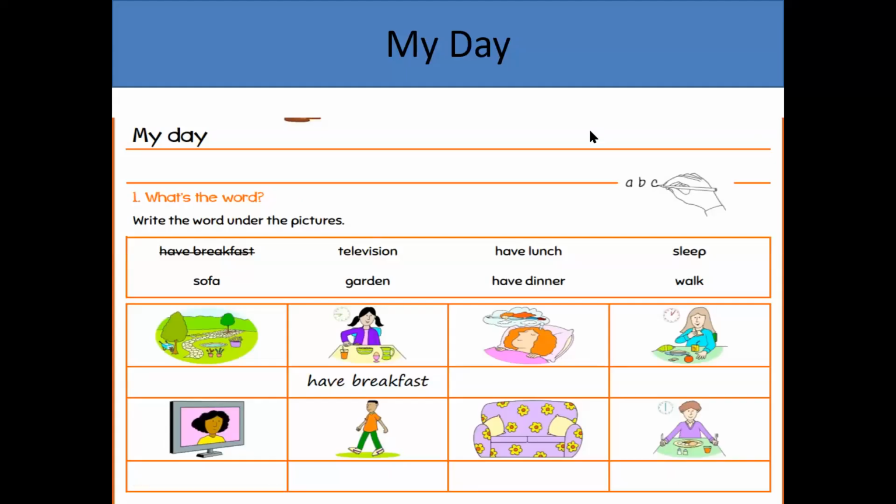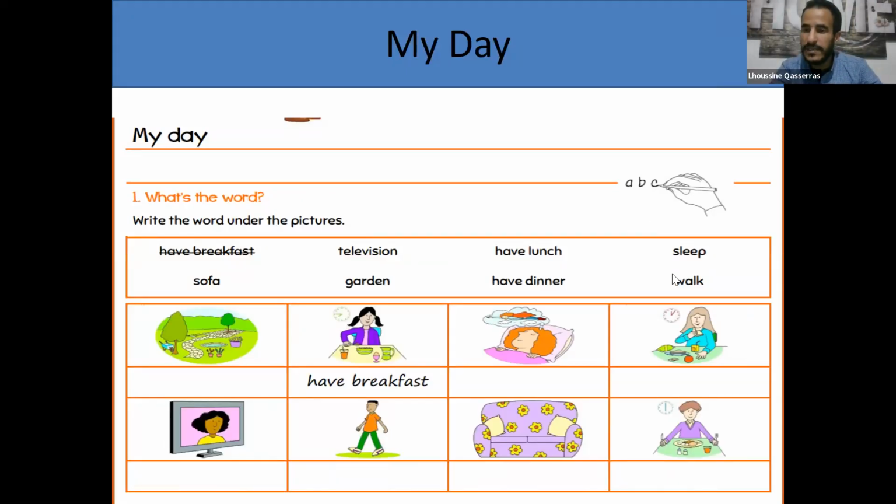Yes, and here is very important because you are teaching children. They may not know some words. It's good to use pictures because children love pictures. You use colors because children love colors. You use simple sentences and simple words because they are young learners. They are still kids. So look here: sofa, garden, television, have lunch, have dinner, sleep, walk, etc. Okay, good. And then they can produce sentences. All right, so let's move on to the next slide.